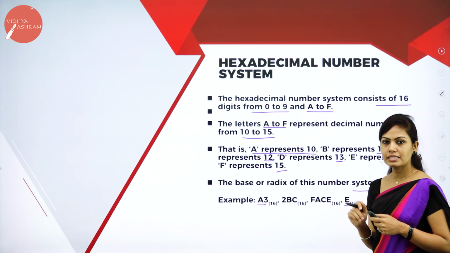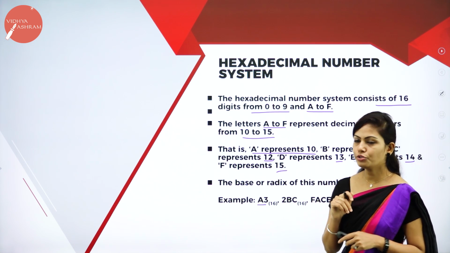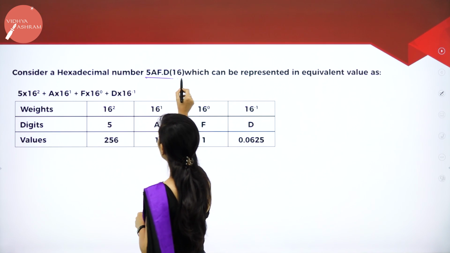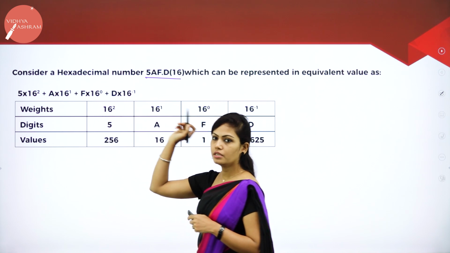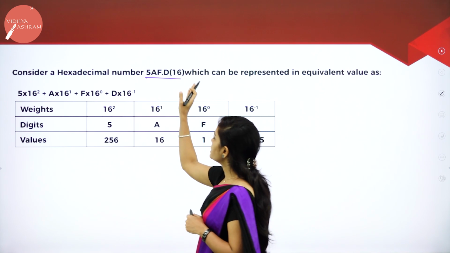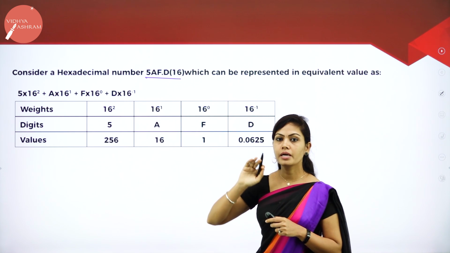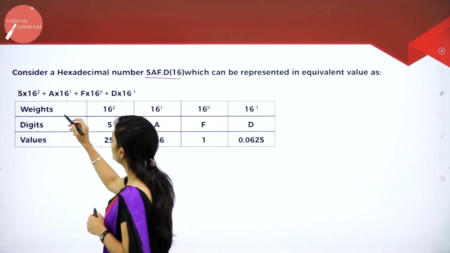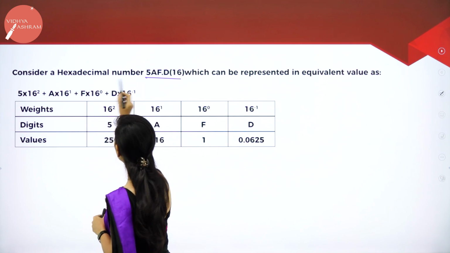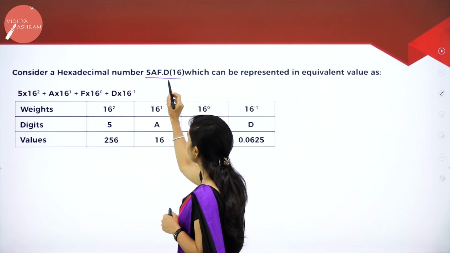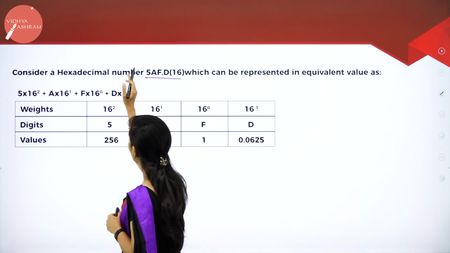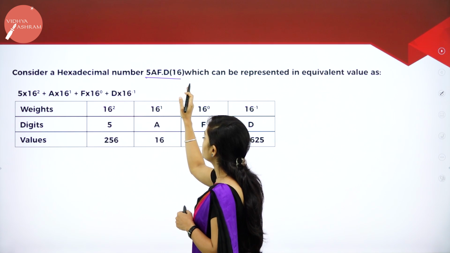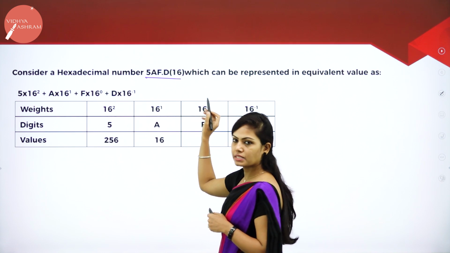This is called the hexadecimal number system. How to represent a hexadecimal number? We have 5AF point D to the base 16. Multiply these digits by powers of 16, since the base is 16. So 5 into 16, A into 16, F into 16, D into 16. Before the decimal point the power should be 0, 1, 2, 3, 4, 5, etc. After the decimal point the power is minus 1, minus 2, minus 3, etc.